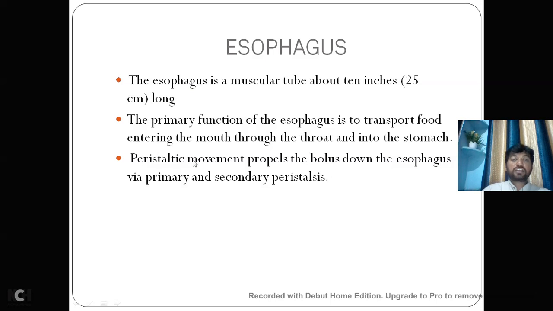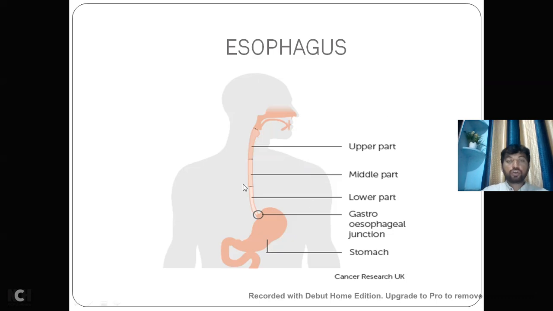Another main function of the esophagus is that it performs peristaltic movement, a wavy movement, which makes the passage of the bolus easy, right? It propels the bolus down the esophagus by primary and secondary peristaltic movements. The food will pass through the esophagus and enter into the stomach. By this, the bolus will enter into the stomach.